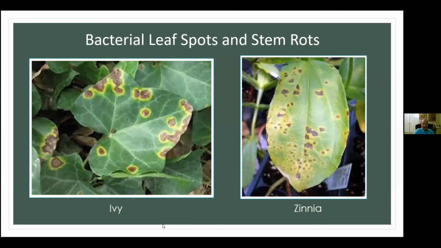Pictured here is a bacterial leaf spot on ivy and zinnia. Note the yellow halo around the dark spots. Recall that the fungal leaf spot on the zinnia presented with a purple border and gray centers. This bacterial disease can cause cankers on the stems which girdle it and cause the entire stem to die.